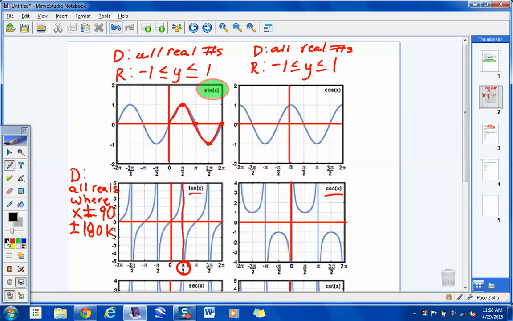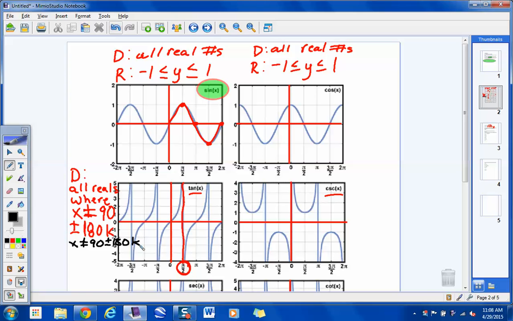So you might say something like this if you want to shorten it up. The domain can be all reals such that x cannot equal 90 plus or minus what, guys? 180k. Now 90 plus or minus 180k means the first one occurs at 90, and then every 180 degrees to the right of it or to the left of it, you have a vertical asymptote. Make sense?